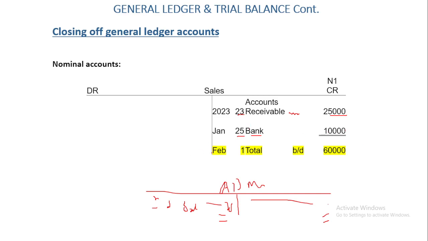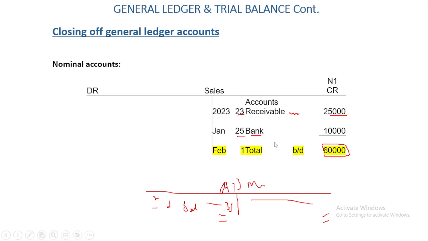So therefore, when we start February, if the financial year hasn't yet ended, then we're going to be continuing with the sales of 60,000 until the financial year end. So at the end of the financial year, if this was the end of the financial period, this sales of... okay, this is a bit incorrect. It's supposed to say 25 plus, this was supposed to be 35.